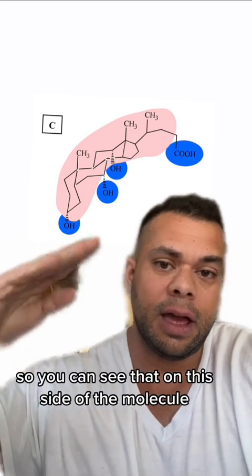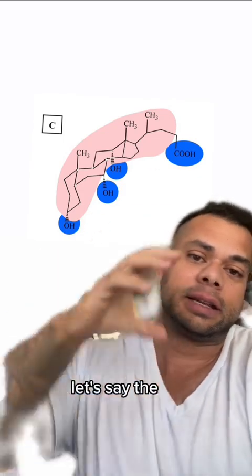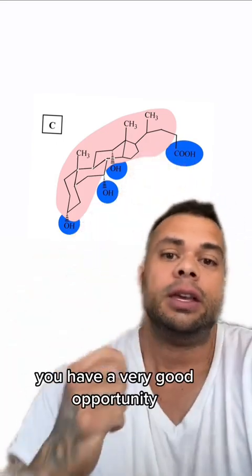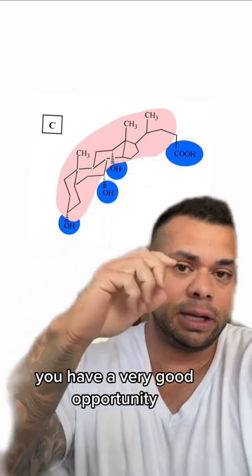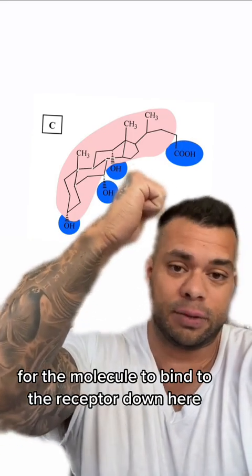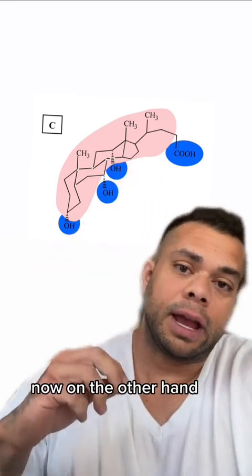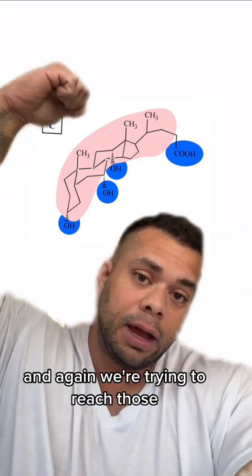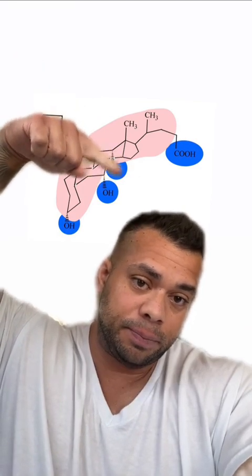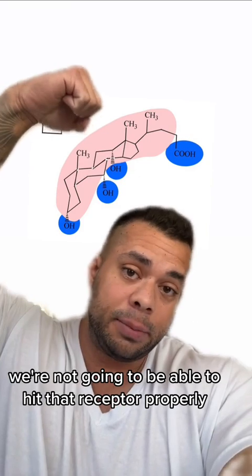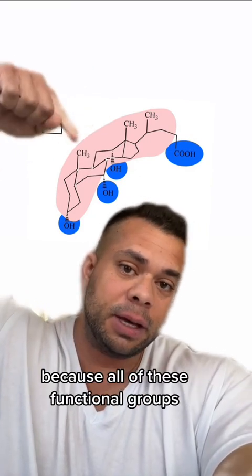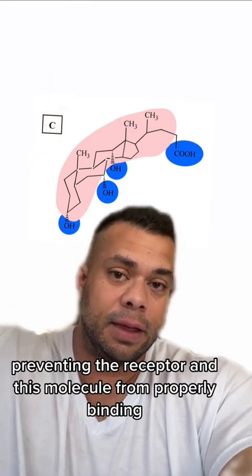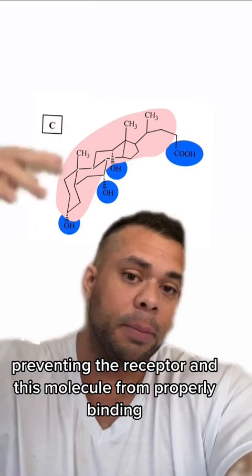So you can see that on this side of the molecule, let's say the receptors down here. So here on this side of the molecule, you have a very good opportunity for the molecule to bind to the receptor down here. Now, on the other hand, if we had a receptor up here over the top of the molecule, and again, we're trying to reach those specific functional groups, we're not going to be able to hit that receptor properly, because all of these functional groups, these methyl groups here, are in the way, preventing the receptor and this molecule from properly binding.